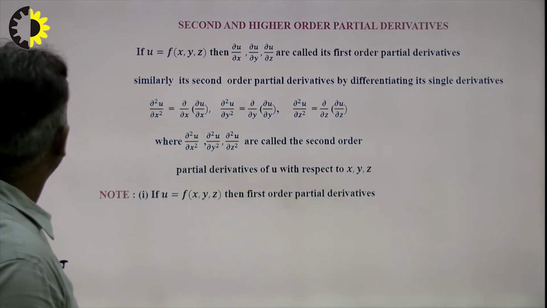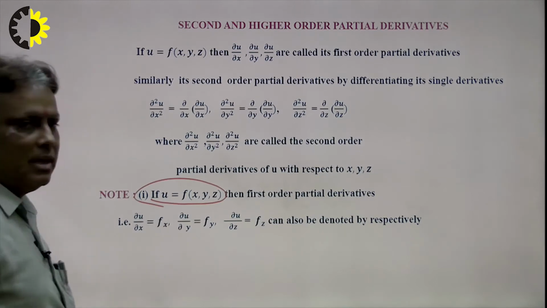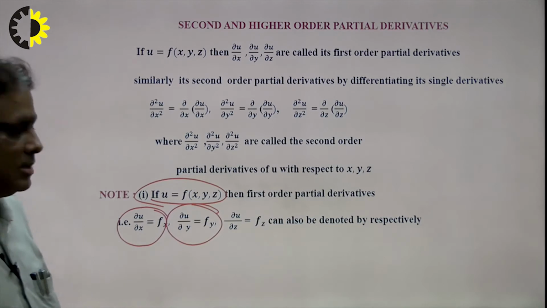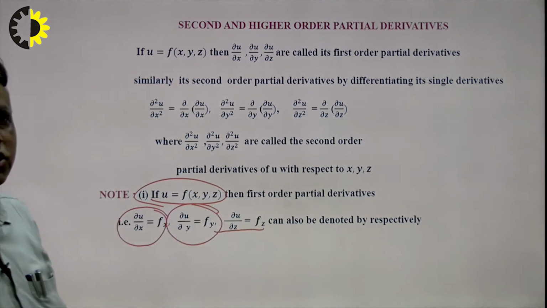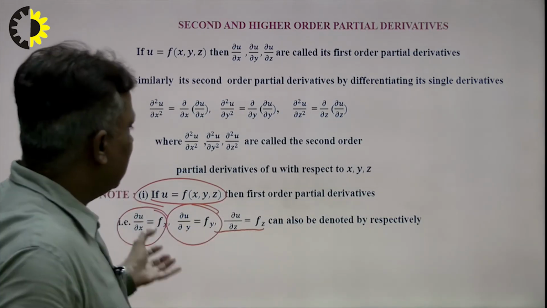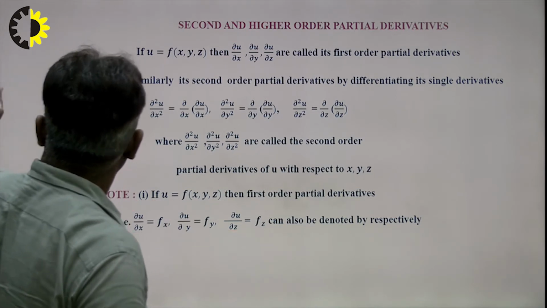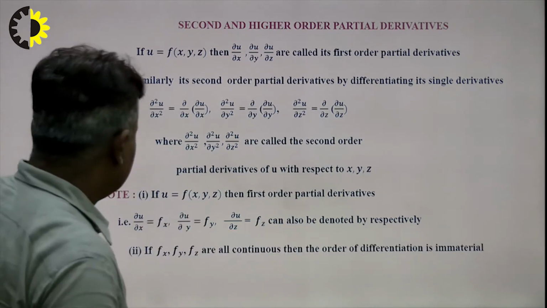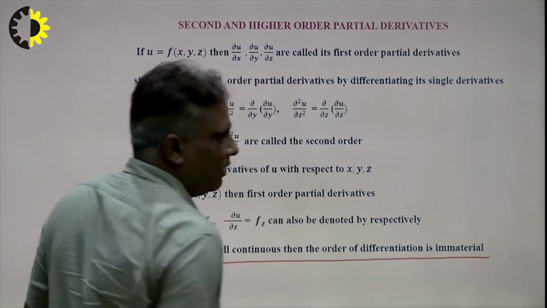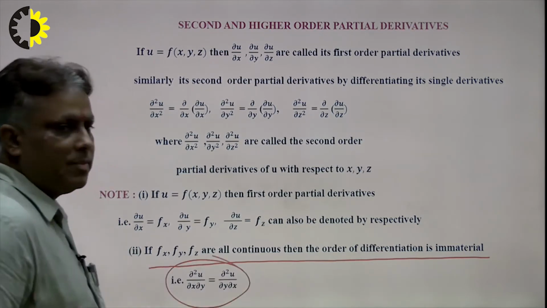Suppose I consider another problem. Suppose u is a function of x, y, z, then del u over del x is denoted by fx, del u over del y is denoted by fy, and del u over del z is denoted by fz. Students, see very carefully because in future when we solve problems all these things come together. Students who are studying this for the first time need more and more attention. If fx, fy, fz are continuous first order derivatives, then the mixed derivatives will be equal.